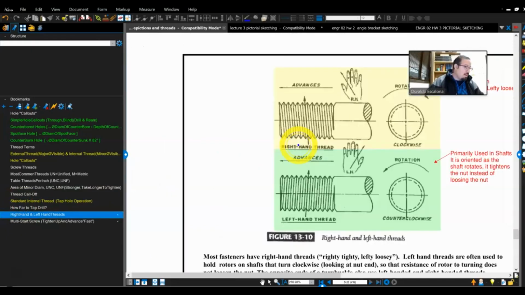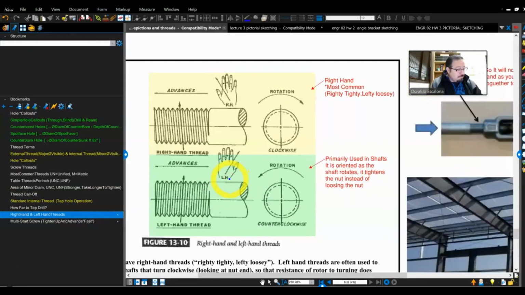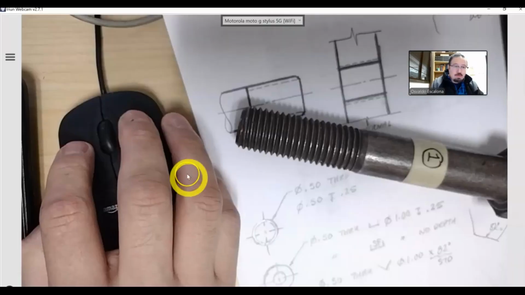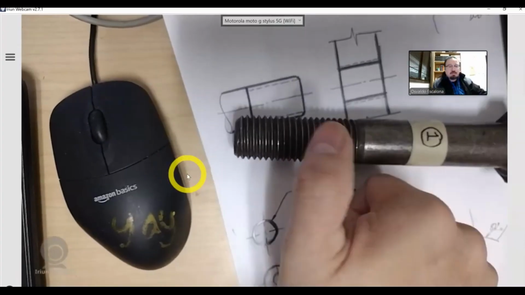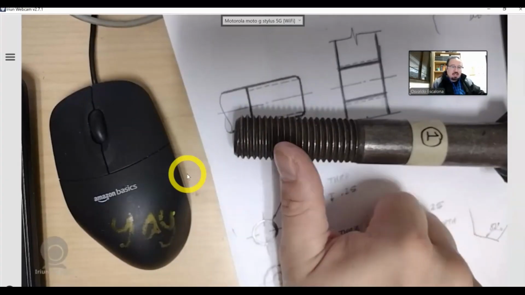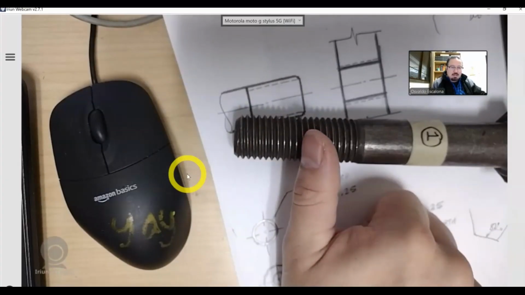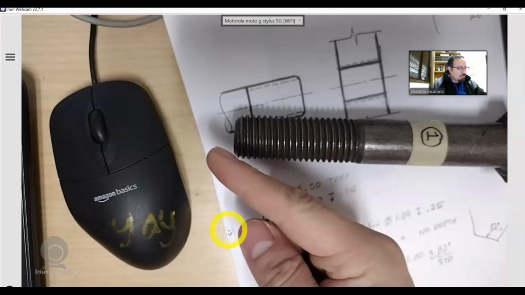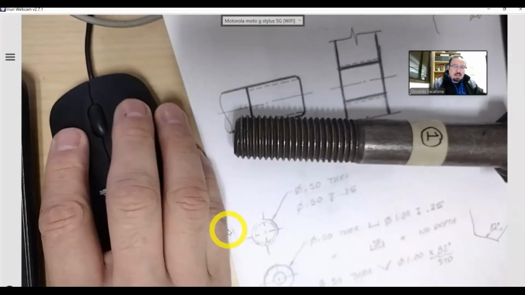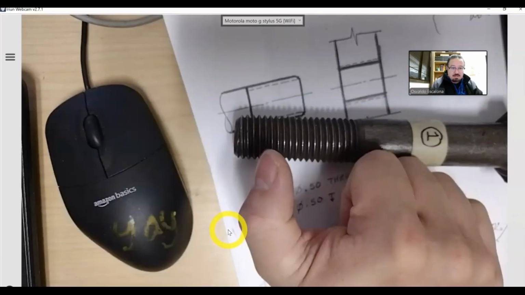Hopefully that makes sense. When you get yourself a thread, either external or internal, you also need to know if it's going to be a left hand or a right hand. How do I know? Well, you grab your bolt, and you look at your thumb. I hope you can see that my threads are inclined a little bit toward the left side. In my case, my right hand is pointing toward my right thumb. So this is a right hand thread.